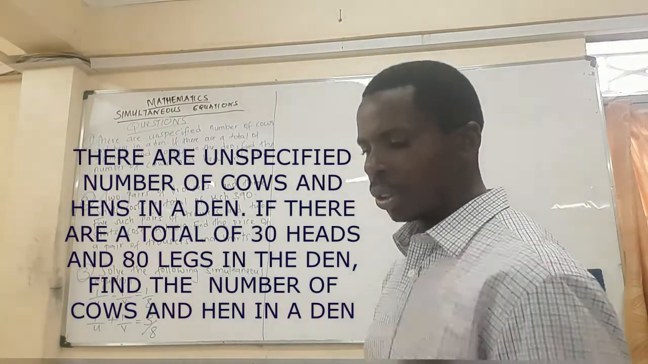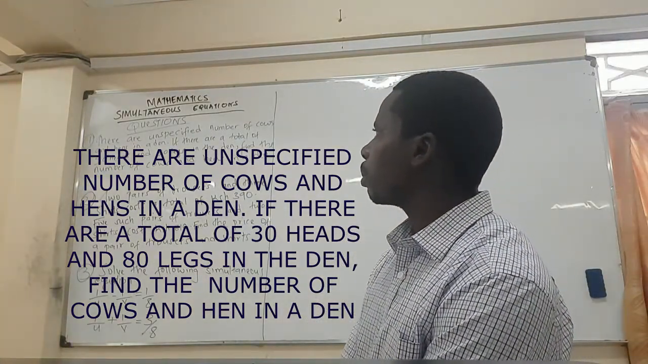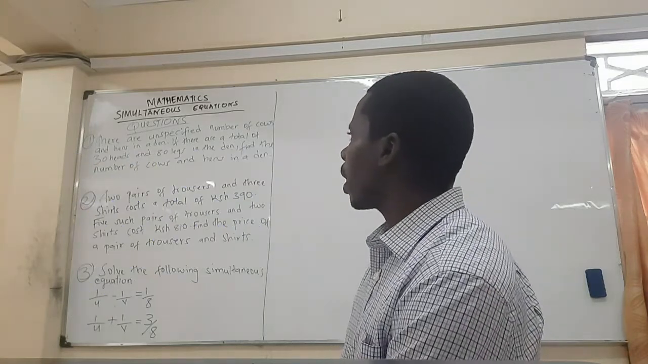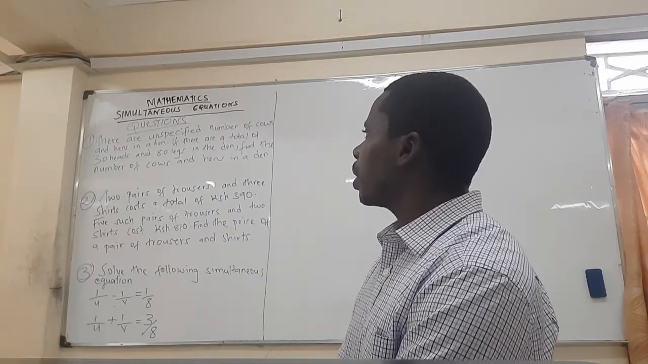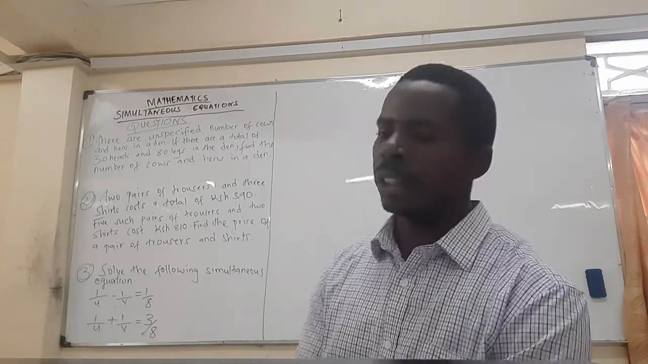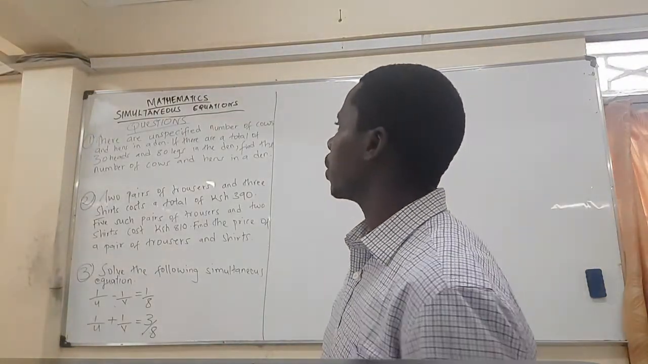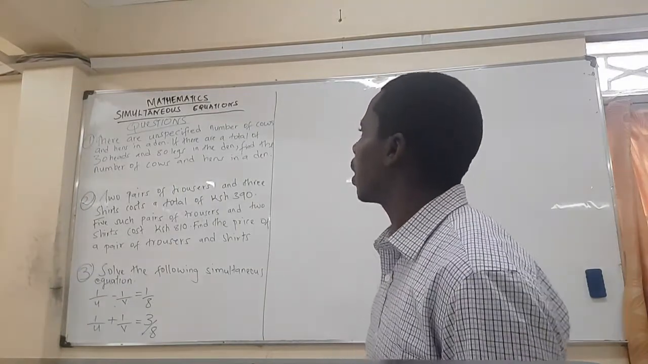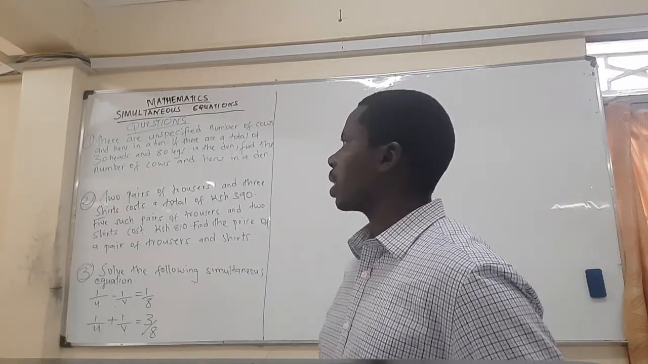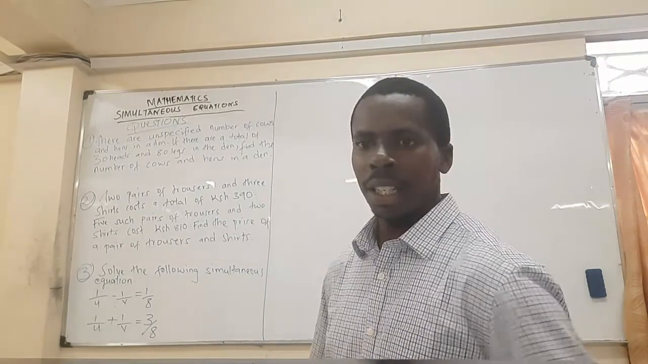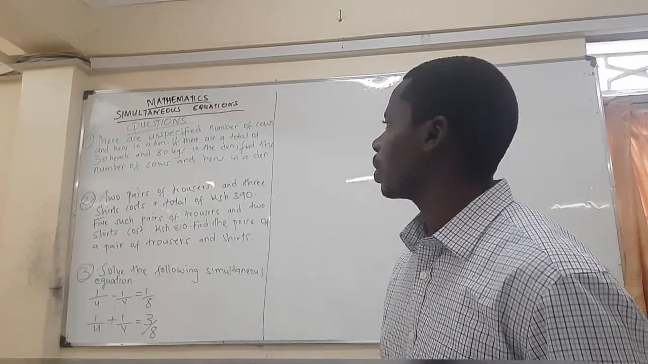In this kind of question, we need to first understand the question so that we can solve it. We have cows and hens in a den, and we've been told that we have 30 heads. So we ask ourselves, how many heads does a cow have and a hen? Of course a cow has 1 head and a hen has 1 head. Then we have 80 legs. We also need to know how many legs a cow has and how many legs a hen has. A cow has 4 legs, and the hen has 2.